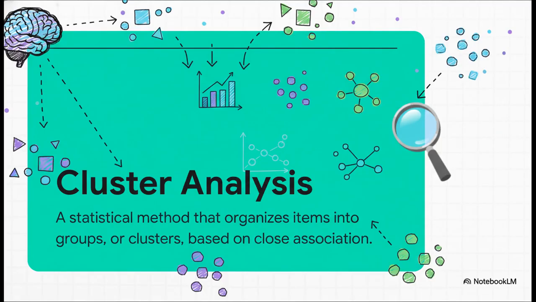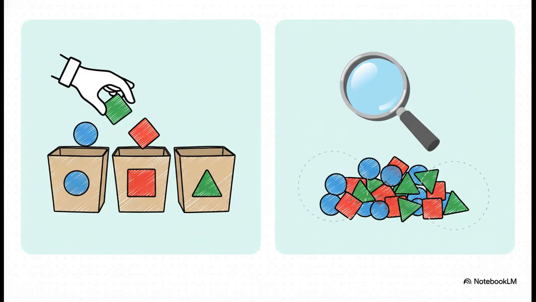So on paper, what is this thing? Cluster analysis is a statistical method that organizes items into these groups, which we call clusters, and it does it based on how similar they are to each other. The key here is that it's an exploratory technique. That means you use it when you don't already know what the groups are supposed to be. You're basically letting the data speak for itself. And this makes it a type of what we call unsupervised learning.